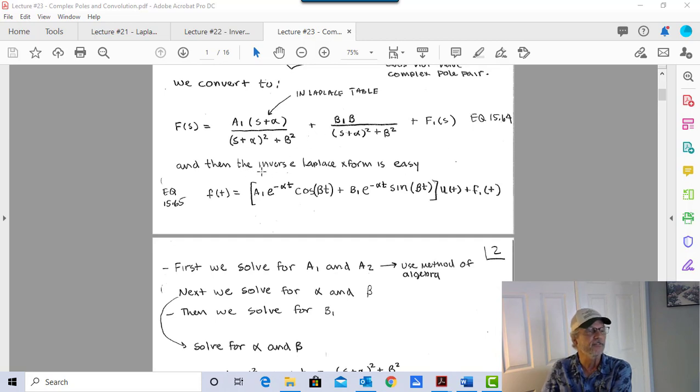And I will, from that point, I'm going to say the inverse Laplace transform is easy. I just have to shove all these coefficients into this equation here. Why is it easy? Because this is sitting right there on the Laplace transform or the frequency domain side of your table. And so you just equate these coefficients over here to get the time domain.